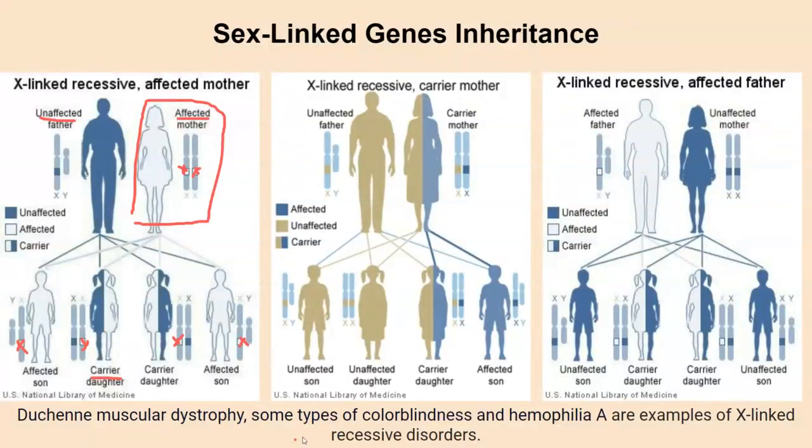This can also happen with muscular dystrophy and hemophilia. This is a lot of the reason why the royal family had a lot of hemophilia that only seemed to affect the male heirs, because the males were more affected and the females were more carriers.